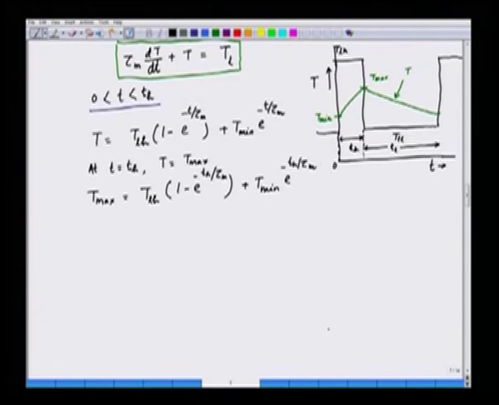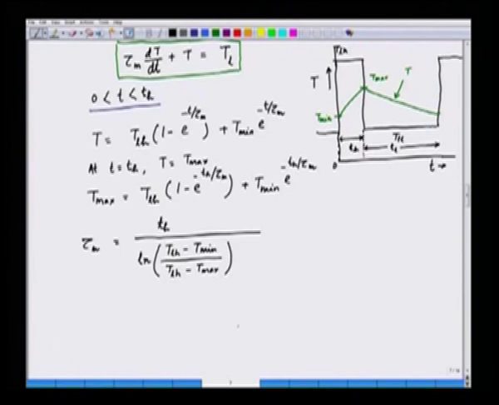Now, from this we can also find out what is the flywheel inertia or tau m. So, tau m can be very easily evaluated from this as follows. If we simplify this, tau m is equal to Th divided by the natural log of TLH minus T minimum divided by TLH minus T maximum.